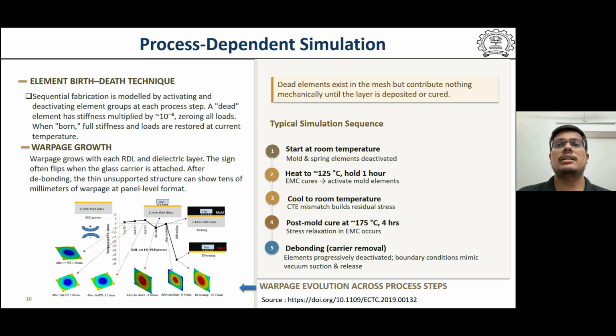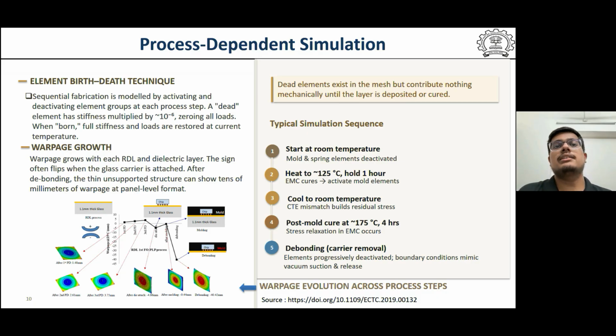Each contour plot represents the deformation at a particular stage. As layers are added and temperature changes, the stresses accumulate and deformation also evolves. An important point is that the warpage direction can even reverse. After debonding, the glass carrier constraint is removed, making the structure more compliant and leading to large deformation. The simulation sequence on the right summarizes the steps.